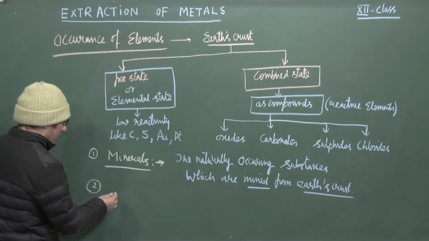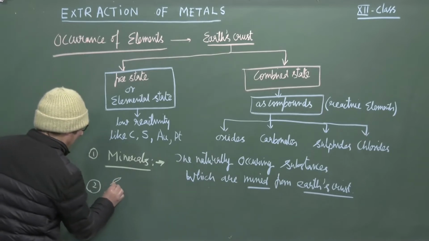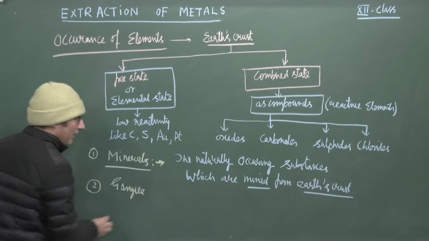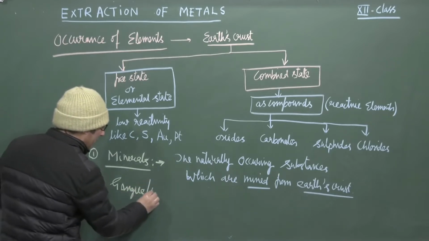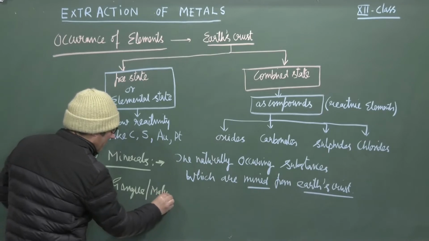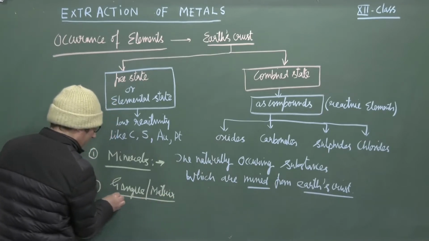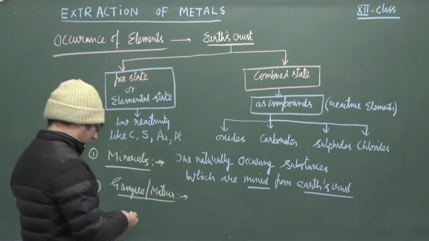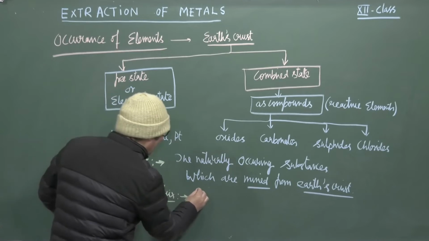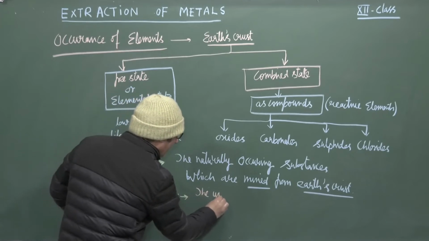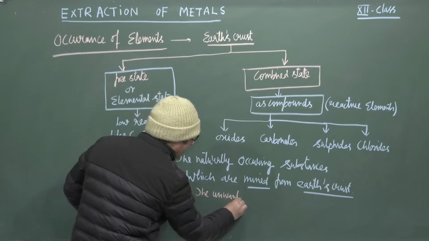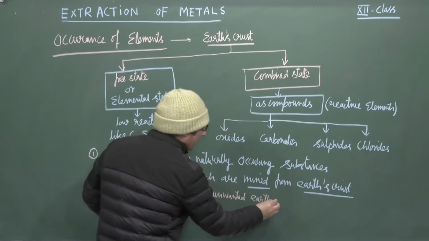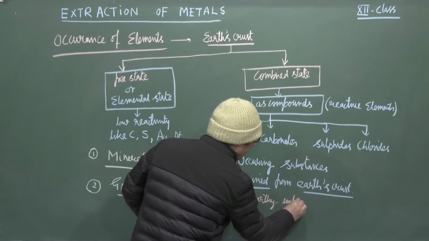So a very small percentage of the concerned element is present in the mineral, whether that mineral is in the free or in the combined state. Majority of it is the impurities which are called as gangue, or the matrix. What is a gangue or what is matrix? They are the unwanted earthy impurities.